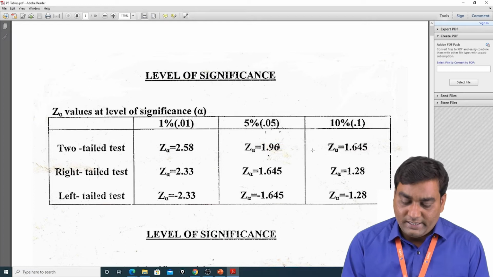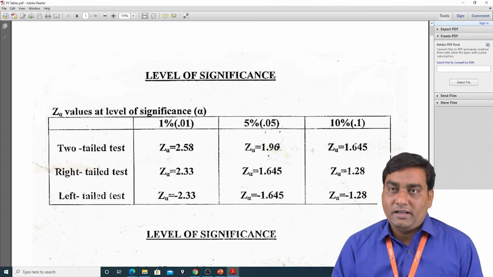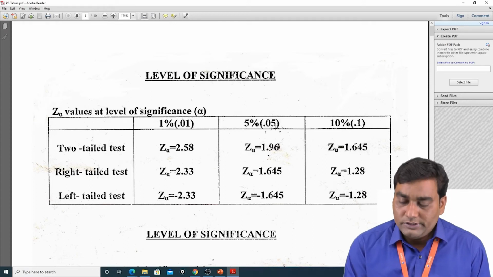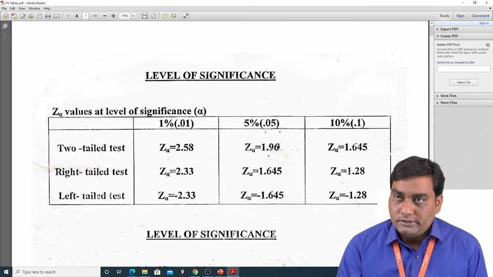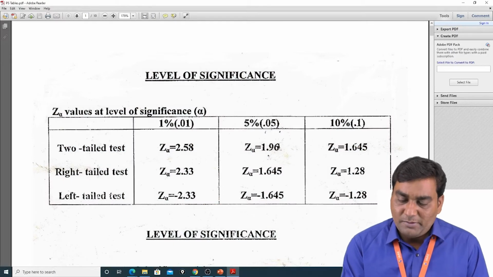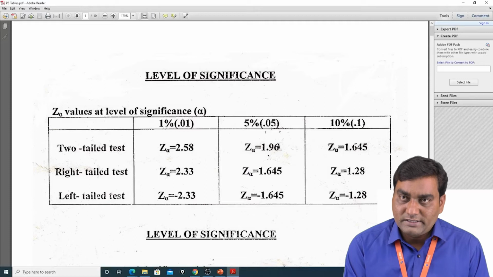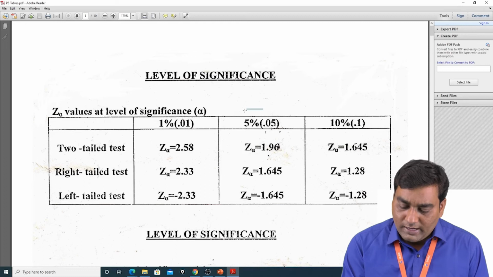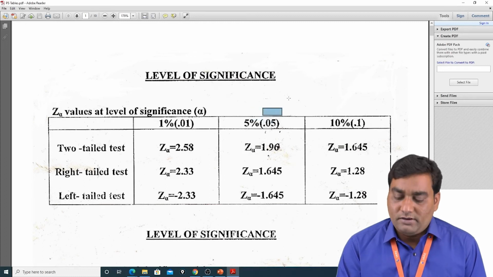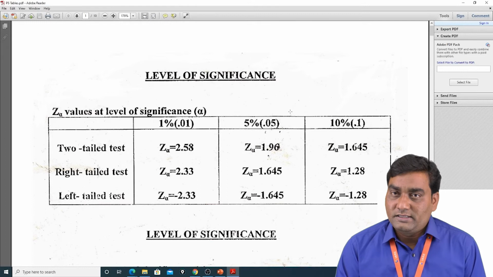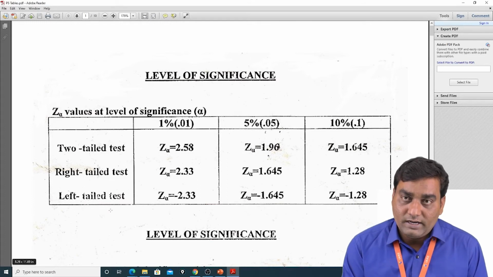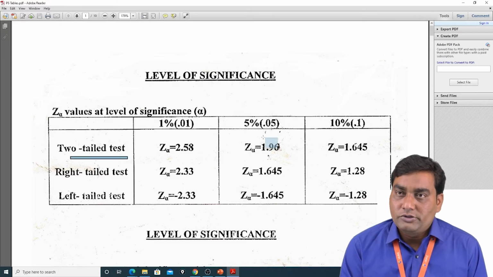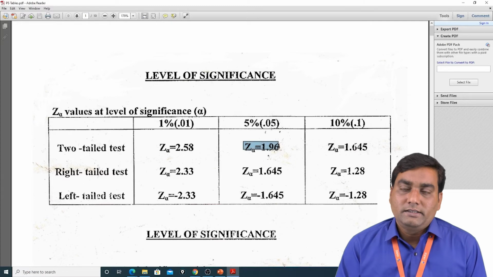This is the level of significance Z alpha distribution table, where alpha is 0.01, 0.05 or 0.1. That means 5% level of significance or 1% level of significance or 10% level of significance. So our value is 5% level of significance. Which type of test? Two-tail test, right-tail test or left-tail test? Our problem is a two-tail test because mu not equal to 38. So Z alpha value is 1.96.